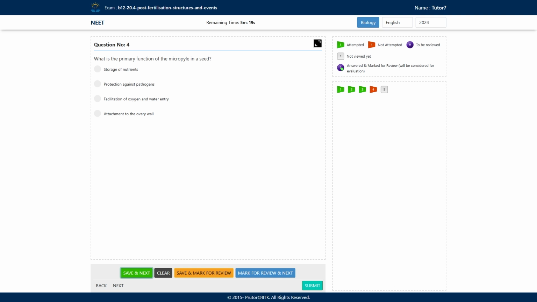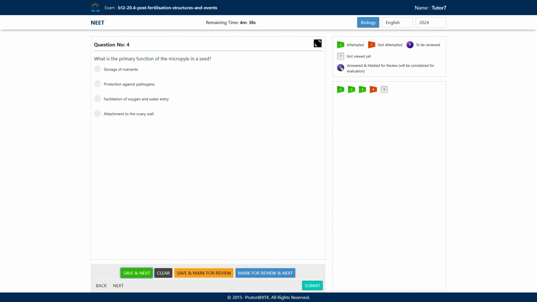What is the primary function of the micropyle in a seed? Function of a micropyle in a seed. Let us see the options. A. Storage of nutrients. B. Protection against pathogens. C. Facilitation of oxygen and water entry. D. Attachment to the ovary wall. The first option, storage of nutrients. This function is of the endosperm, not the micropyle. So option A is incorrect.